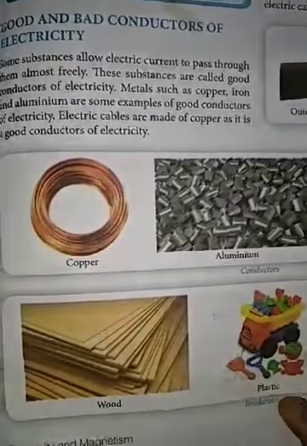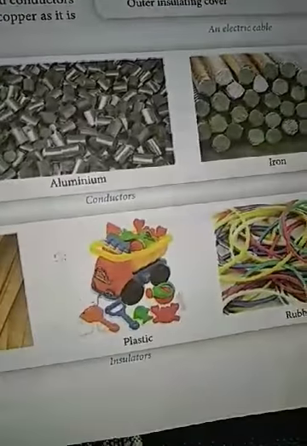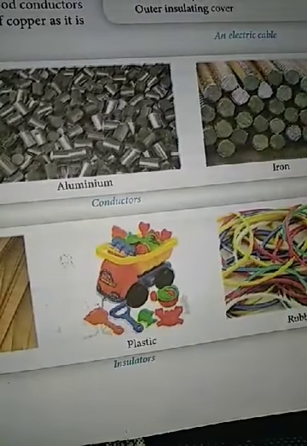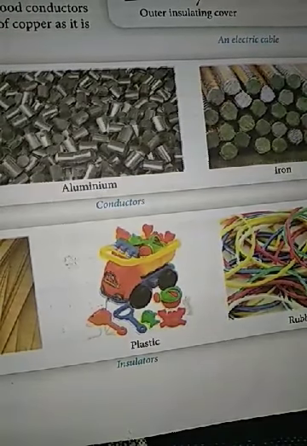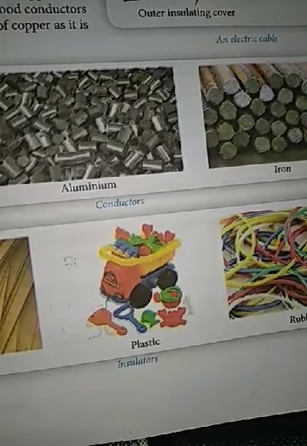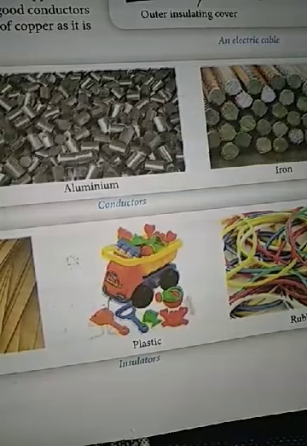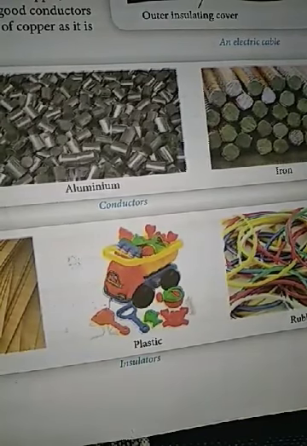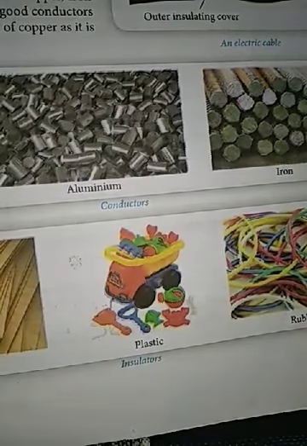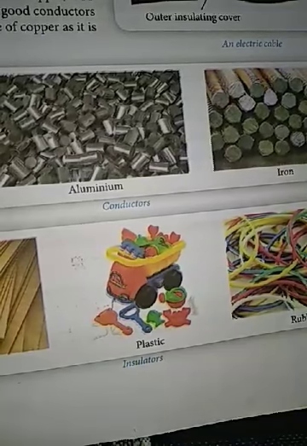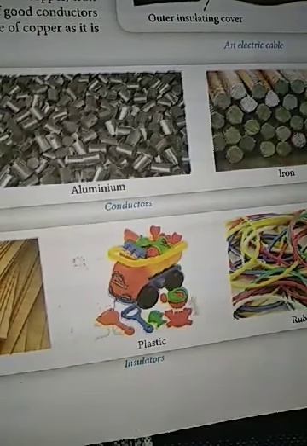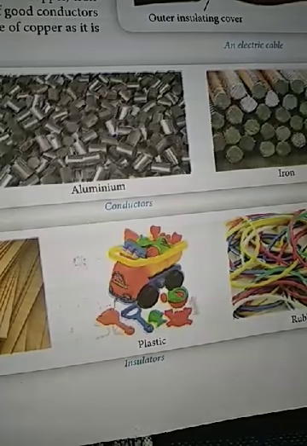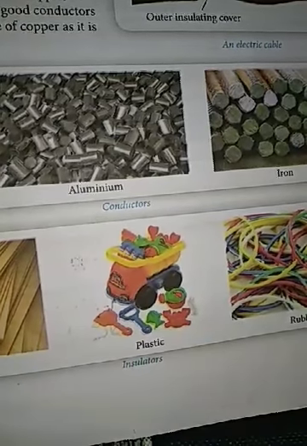Good and bad conductors. Substances which allow electric current to pass through them almost freely are called good conductors of electricity. For example, metals. Almost all the metals are good conductors of electricity. Some examples are copper, iron, aluminium, silver. Electric cables made of copper are, as such, good conductors of electricity.